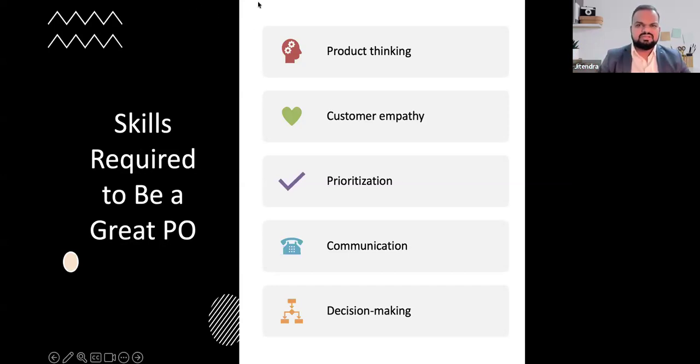Further, communication skill is something that you can't say no to or compromise on, because this job role is customer facing. As a PO, you are going to communicate with your customer, with your end user sometimes, the management, and a lot of communication within the team. So definitely communication is the key. Without this, nothing is feasible.